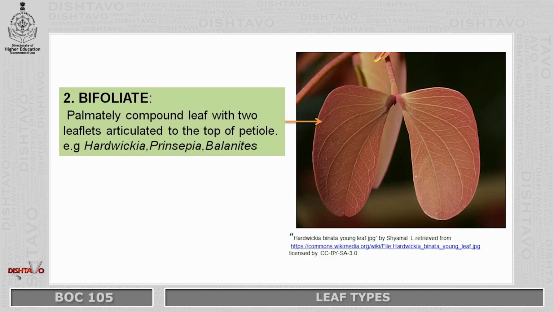Next is bifoliate. A very good example is Hardwickia, which is very rare also. You can see two leaflets being held at a single point on the top of the petiole. This is called bifoliate since there are two folia. We also see this in Bauhinia, Balanites, and the example which we have cited here is Hardwickia.